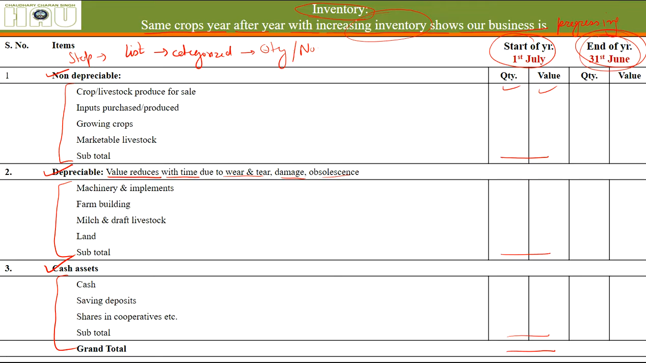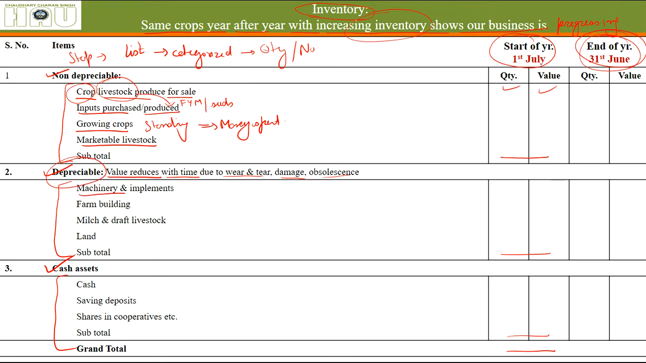Let's go through the contents first. Non-depreciable items. What are the non-depreciable items on a farm? Crops that we have produced, livestock products that we have produced that are ready for sale, inputs we have purchased or inputs that we have produced using the byproducts of, let's say, livestock. We have produced FYM, we have produced seeds of different crops. The growing crops, or we can say the standing crops, also have some value. Because we have invested a lot of money in it, even if it is not giving you yield right now, its value will be considered equal to the money you have spent on it till date. Marketable livestock, that means it is ready for sale.